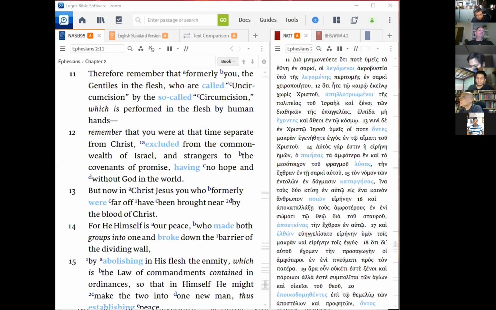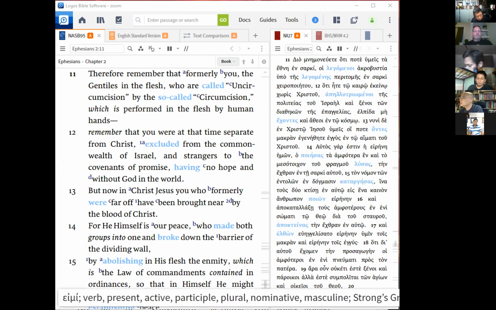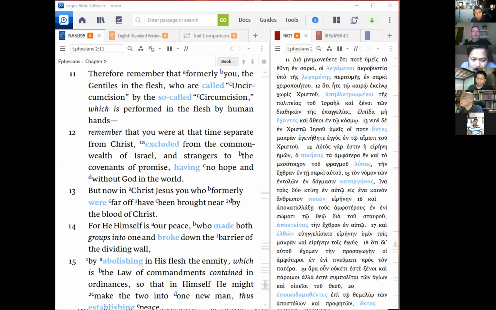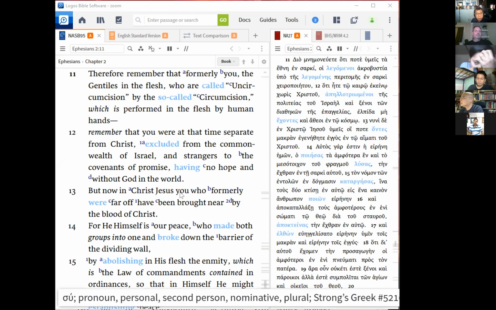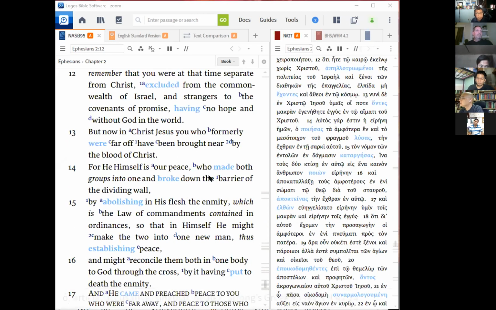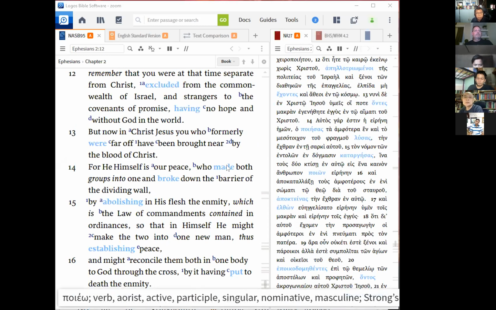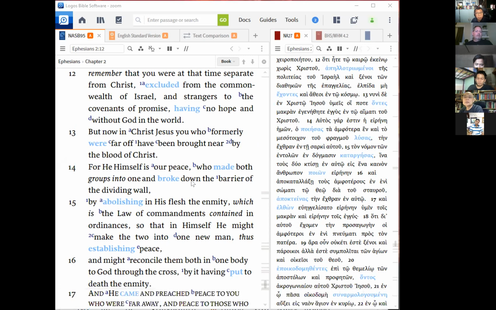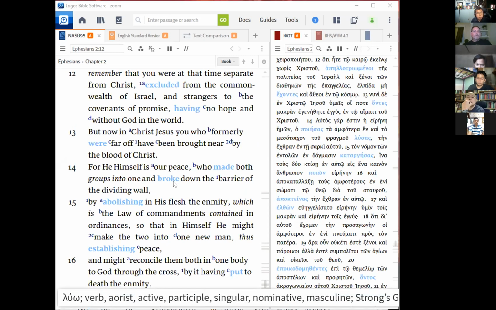Okay? In the next verse, verse 13, I've got one participle there, and that participle is functioning like an adjective, literally you being far off have been brought near. Verse 14, two more. Who made, technically this is a participle functioning like a noun, the one who made. And then a second one, who broke down, the one who broke down. Again, functioning like a noun.